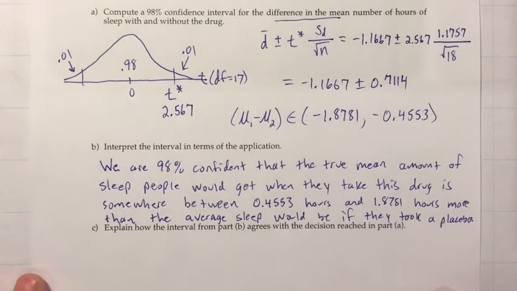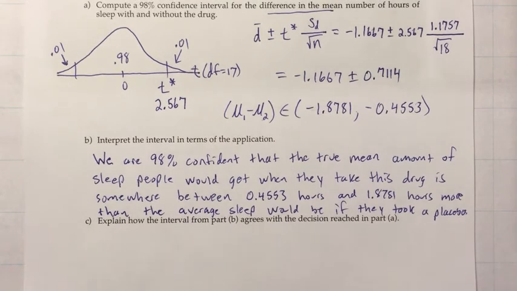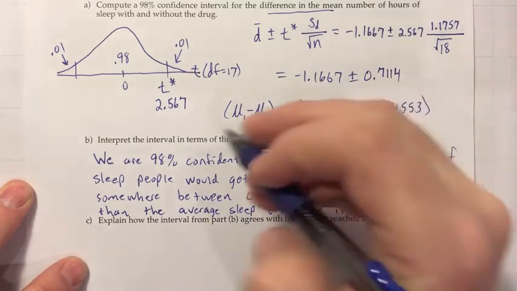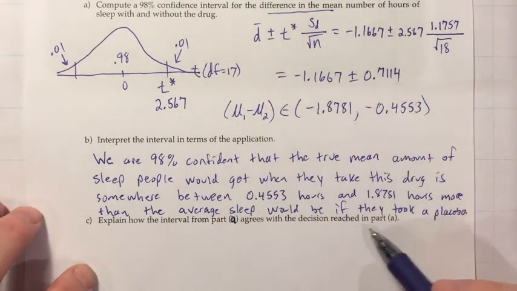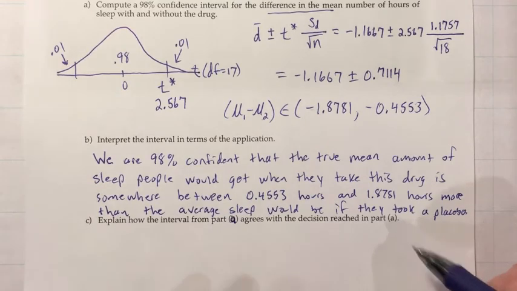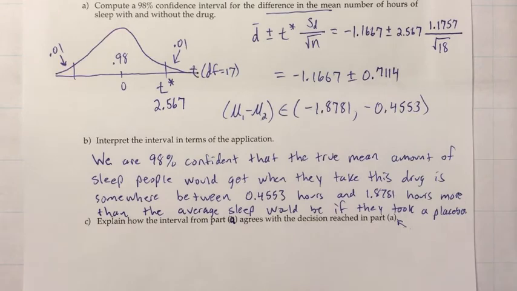All right, and then the final piece here, which I think is actually easier than the interpretation: explain how the interval in part B, and actually that should be the interval in part A, so let me fix that right here, agrees with the decision we reached in part A of the test. So that was on the previous page.